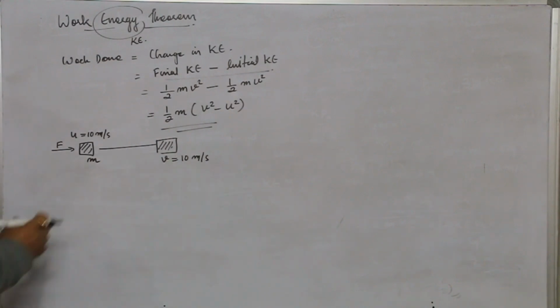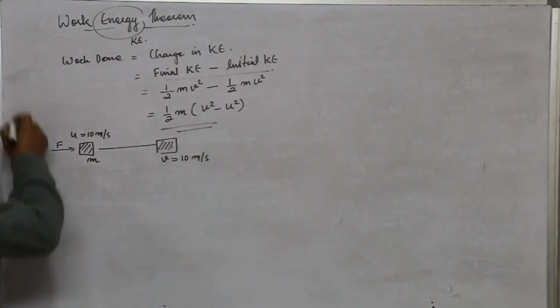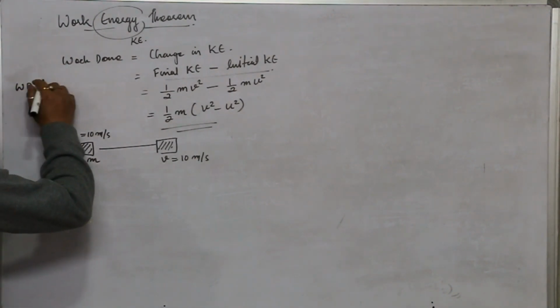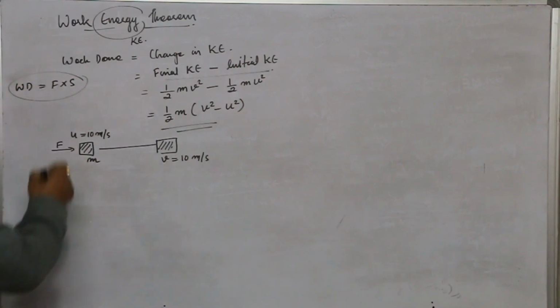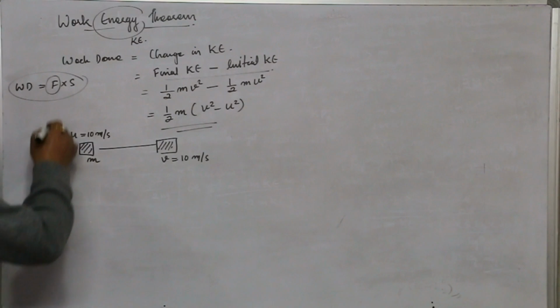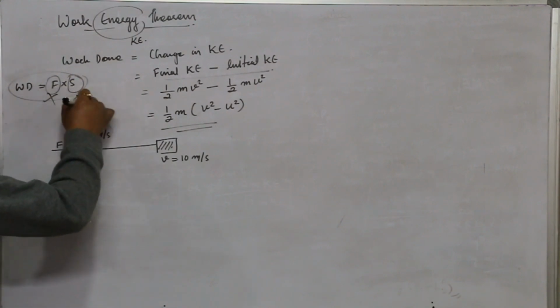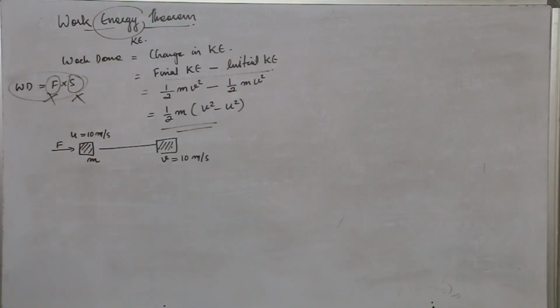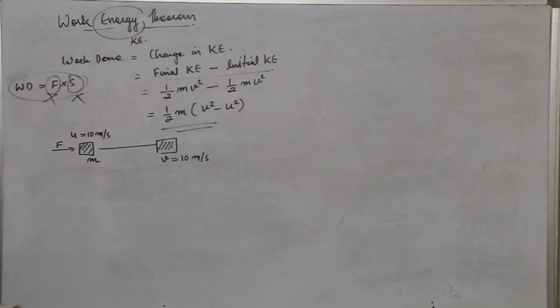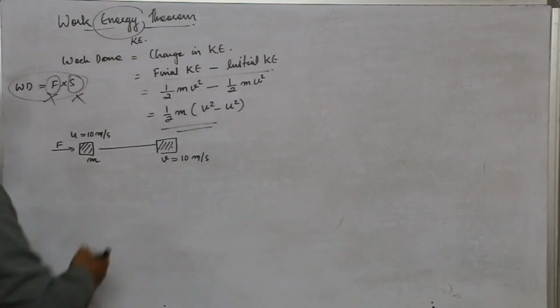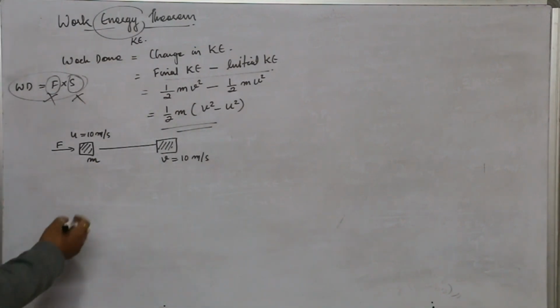Okay, so if the question comes, find the work done. Work done is equal to force into displacement into cos theta. Here the force is not given, the displacement is not given, but we have to find the work. But with the help of the work energy theorem, we can find the work here. Okay, this is the beauty of the work energy theorem. How do we find it here?